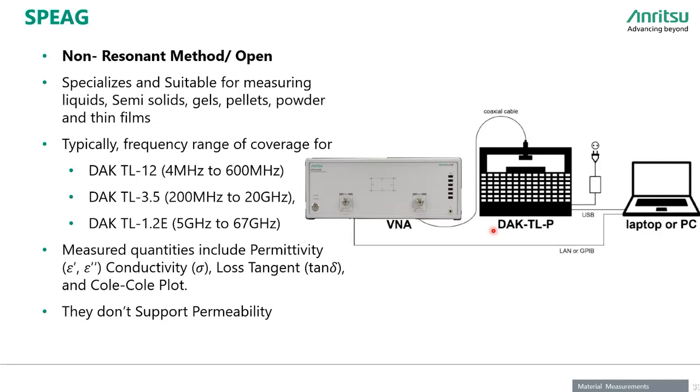The measuring quantities include permittivity, conductivity, loss tangent, and Cole-Cole plot. Right now, they don't support magnetic properties, so permeability is not there with SPIG. However, the typical setup of the SPIG is a DAK-TL setup, where they have a coaxial cable and a probe station connected to the port of the VNA, and then USB connected to the laptop for the VNA and the DAK-TL. The DAK-TL and the VNA take the S-parameters S11 and S21, and based on that we calculate the permittivity and conductivity of the material.